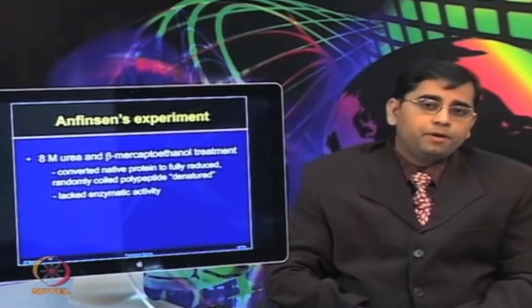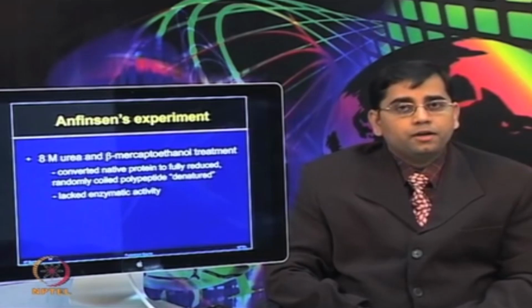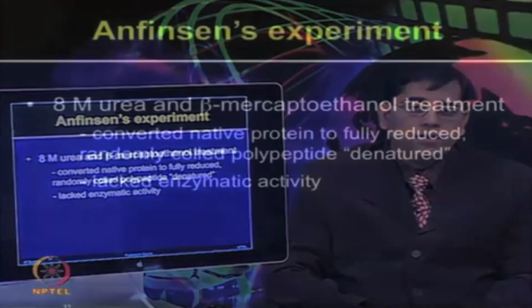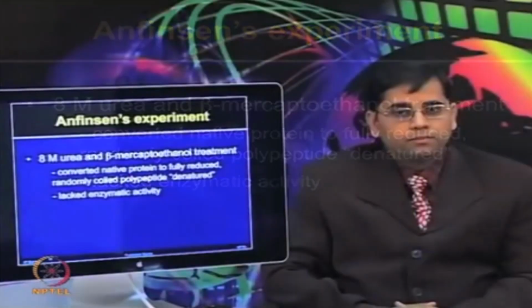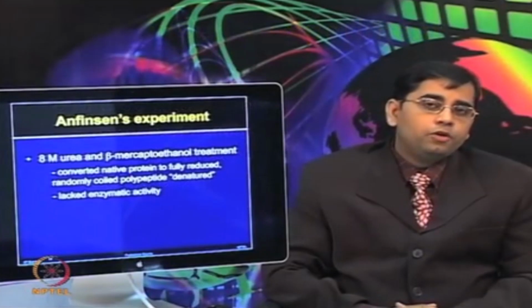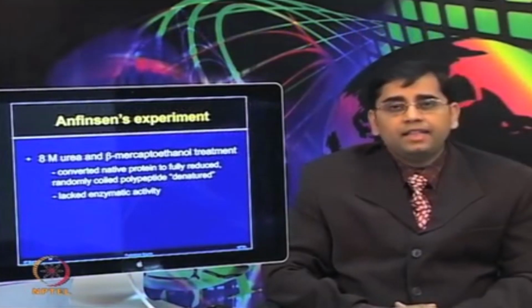In Anfinsen's experiment, he used 8 molar urea and beta mercaptoethanol treatment, which converted the native proteins to a fully reduced state, into randomly coiled polypeptides known as the denatured structure. The denatured polypeptide lacked enzymatic activity.